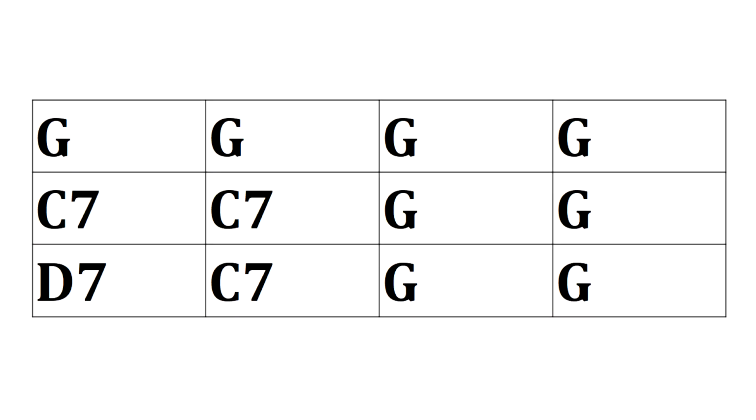With those 2 patterns, we can do the first 8 bars of our 12 bar blues. 1, 2, 3, 4. We're 2/3 of the way through already. Our last line also has 2 G's at the end of it, so we already know half of our last line as well. All we've got to do now is the D7 and the C7.